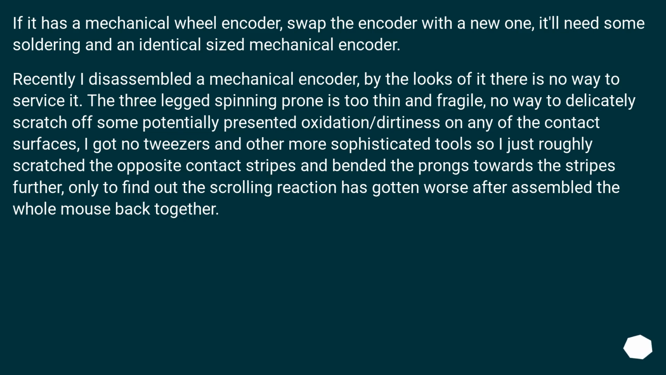If it has a mechanical wheel encoder, swap the encoder with a new one. It'll need some soldering and an identical sized mechanical encoder. Recently I disassembled a mechanical encoder. By the looks of it, there is no way to service it. The three-legged spinning prong is too thin and fragile. No way to delicately scratch off some potentially present oxidation or dirtiness on any of the contact surfaces.